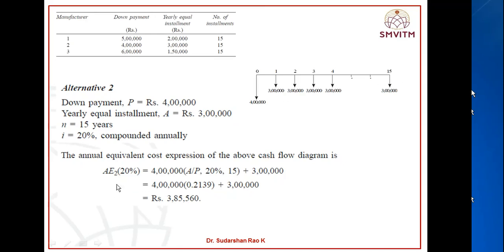The second alternative is 4 lakh rupees down payment and 3 lakh every year for 15 years. Here also, the investment can be converted to the annual equivalent cost, that is, the 4 lakh rupees present value should be converted to an annuity. 4 lakh into A by P 20% 15 plus 3 lakh every year, therefore it is 3,85,560, that is the annual cost.